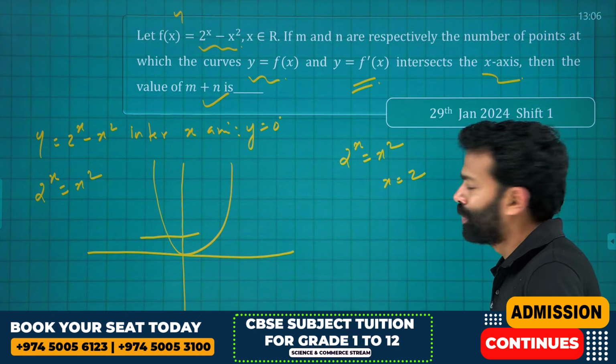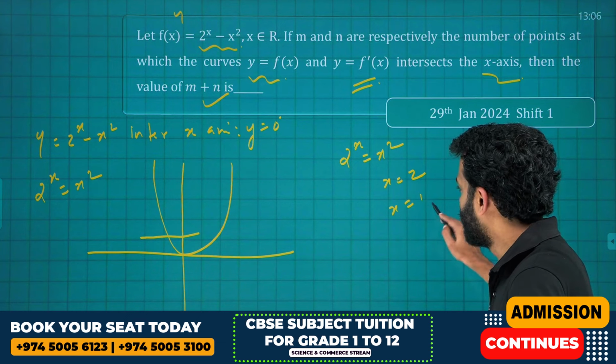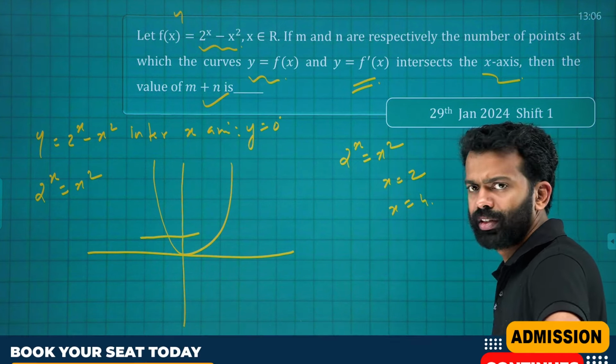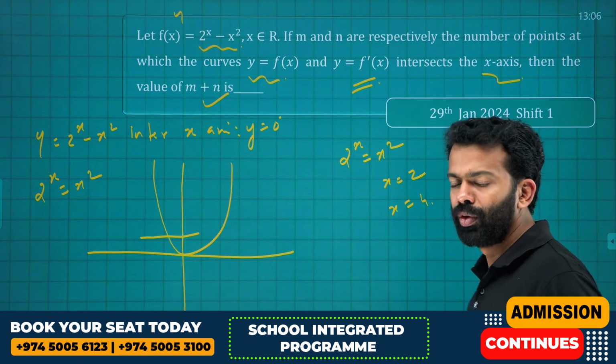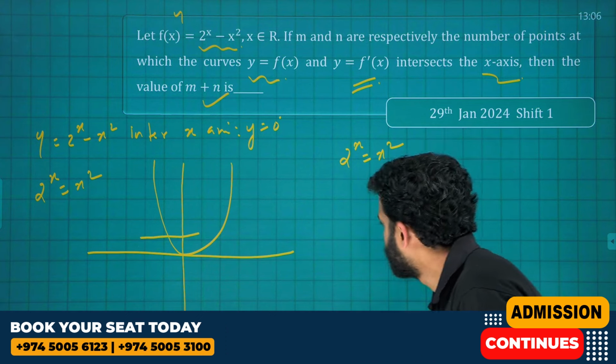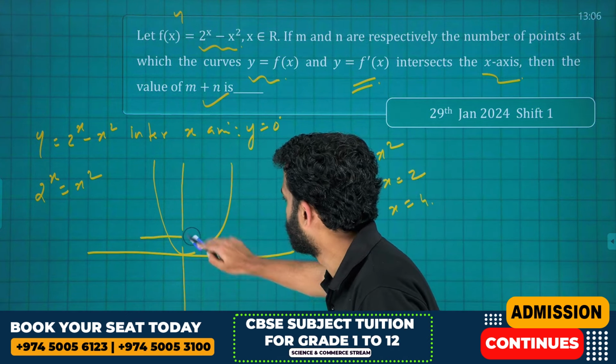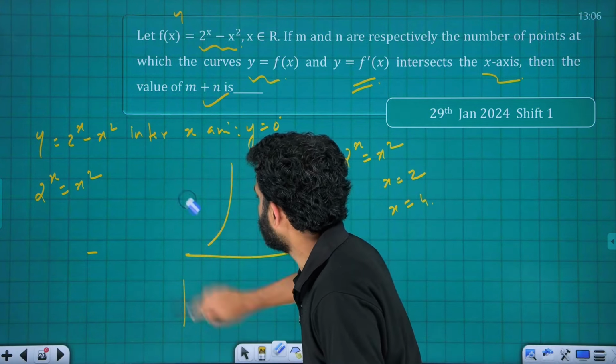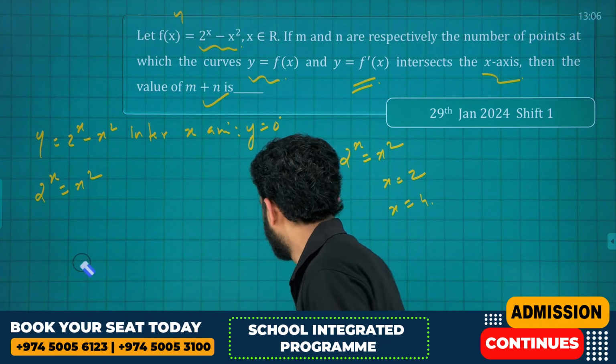Is there any other value? x is equal to what? 4. I think 2 raised to 4 is equal to 16, that is also equal to 4 square. So, in the first quadrant, they are meeting at 2 points. So, let's change the graph. Let's draw it again.